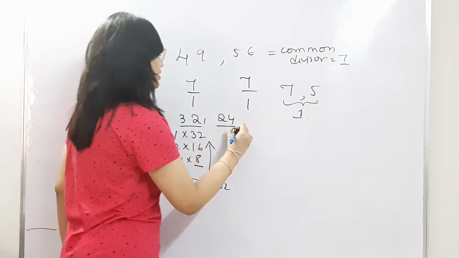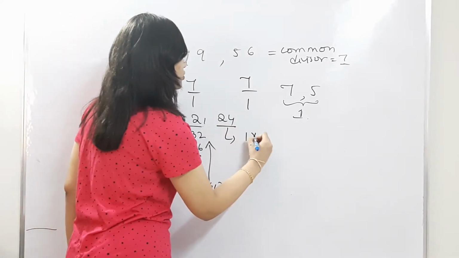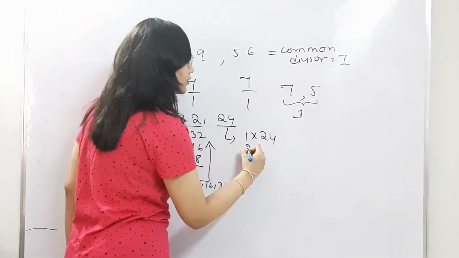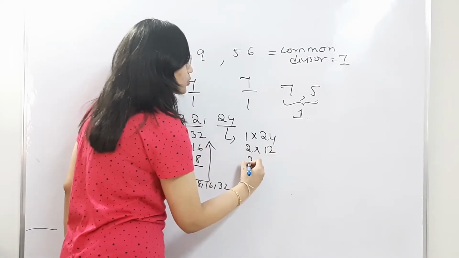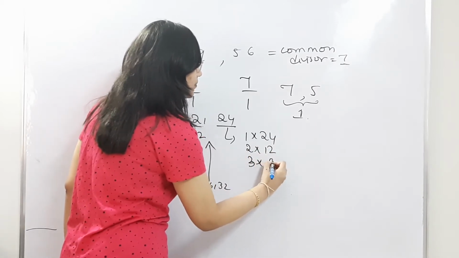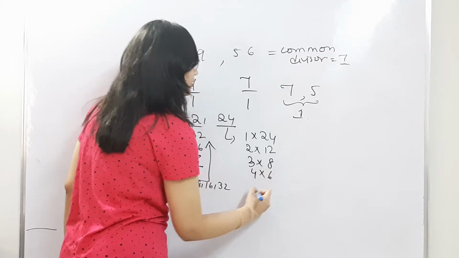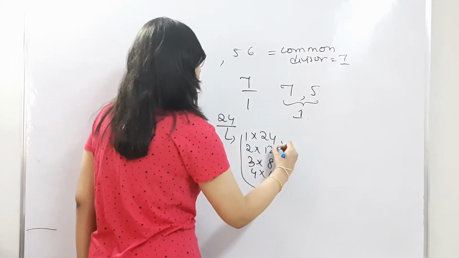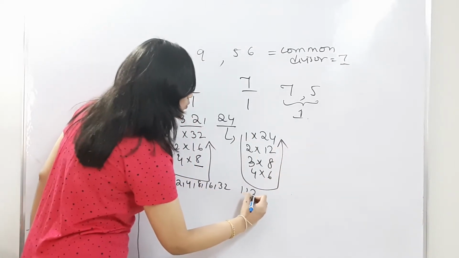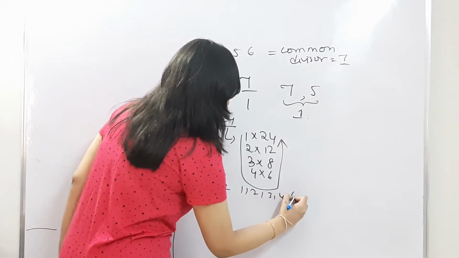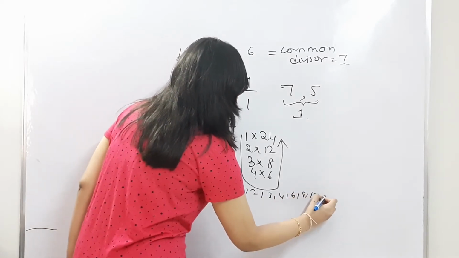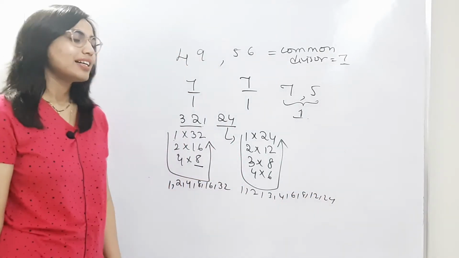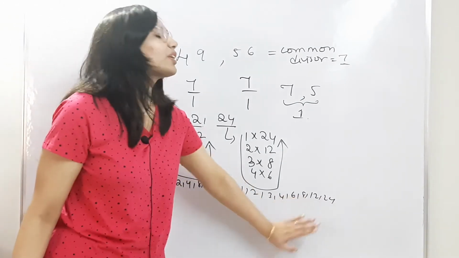In the same way, let's try to find the factors of 24. So, 1 is a factor of 24, 2 is a factor of 24, 2 12s are, 3 8s are, 4 6s are. That's it. And then 6 4s you get. So can we write the factors as 1, 2, 3, 4, 6, 8, 12, 24? Yes. So these are the factors of 32 and 24.